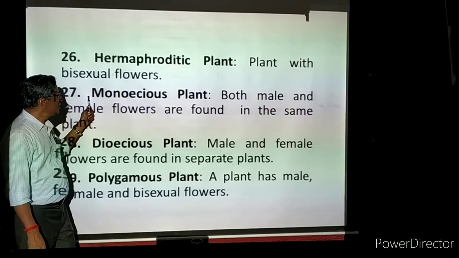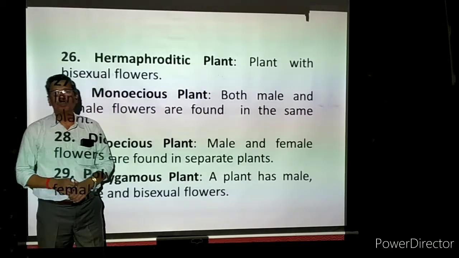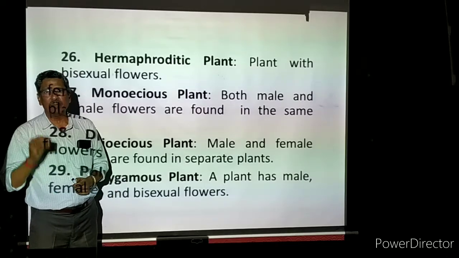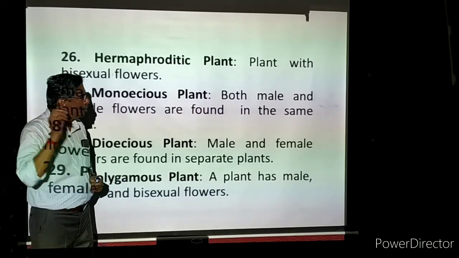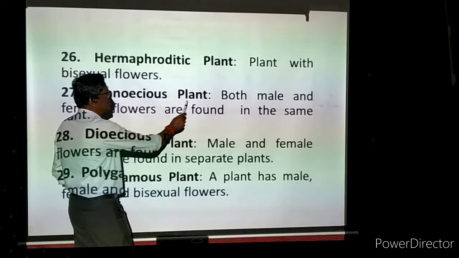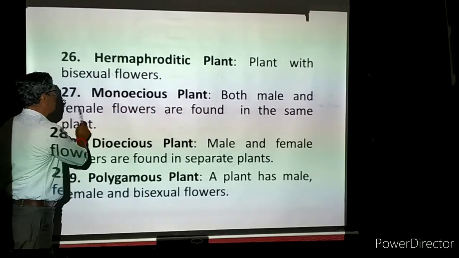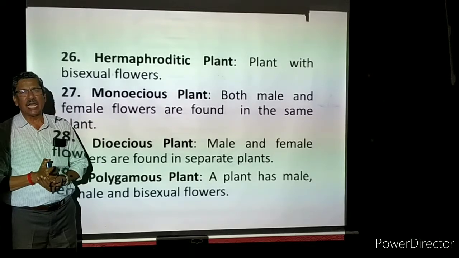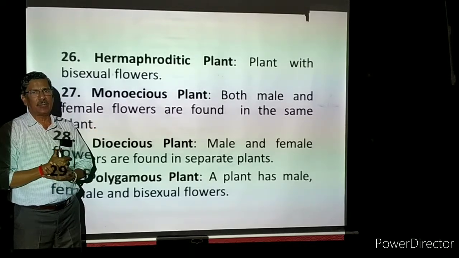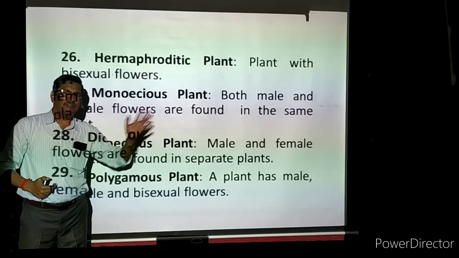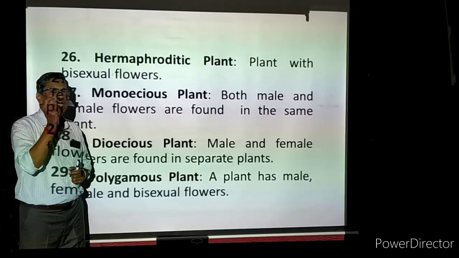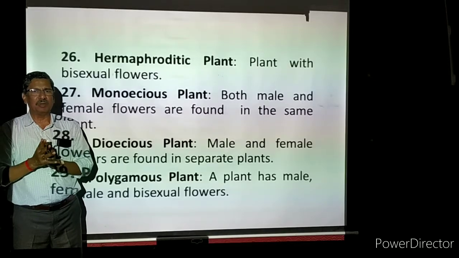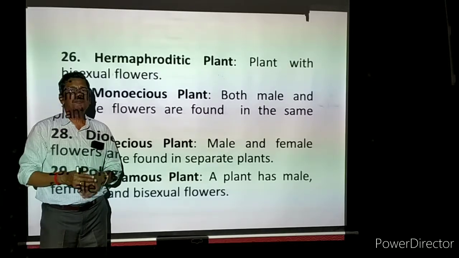The next one is monoecious plant. Mono, single. Monoecious means these plants are bearing unisexual flowers. Now see that both male and female flowers are found in the same plant. Imagine that one plant is having about 500 flowers. 250 flowers will be male flowers. Male flower means flower with androecium only, gynoecium will not be there. The remaining 250, approximately I am telling, will be female flowers.